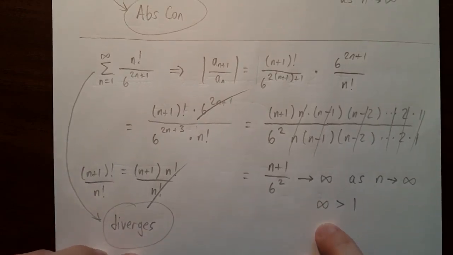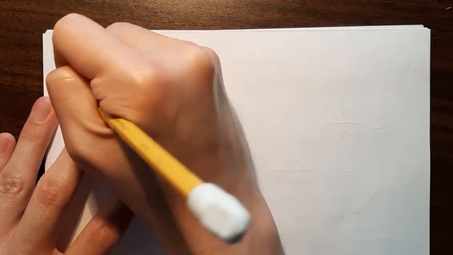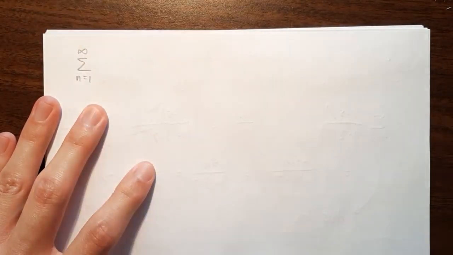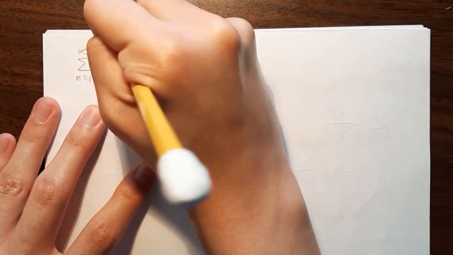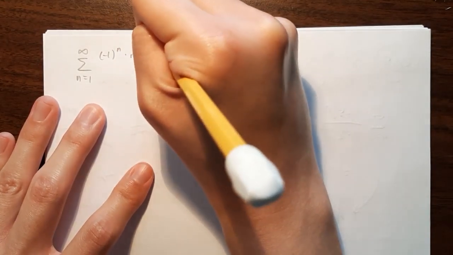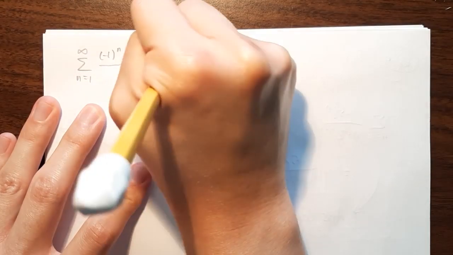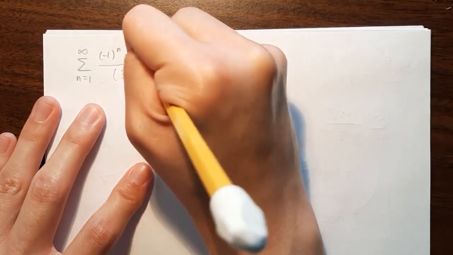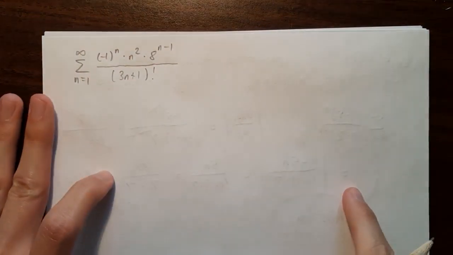All right, so now it's time for a little more interesting one. I have the sum from n equals 1 to infinity of negative 1 to the n times n squared times 8 to the power n minus 1, all over 3n plus 1 factorial.